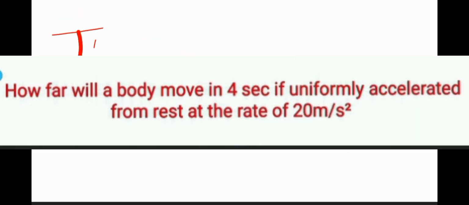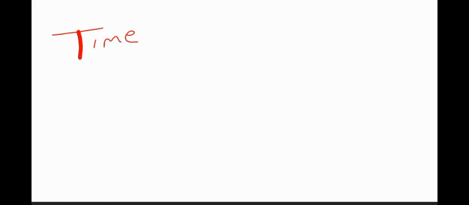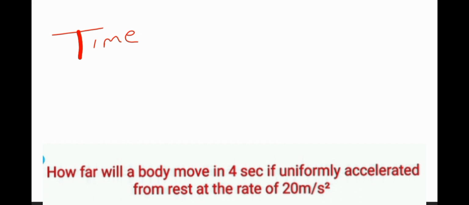How far will a body move in 4 seconds if uniformly accelerated from rest at the rate of 20 meters per second square? Now we are given time to be 4 seconds. We are given acceleration to be 20 meters per second square. Now they're asking us how far, that is distance, in meters. So we're looking for distance there.